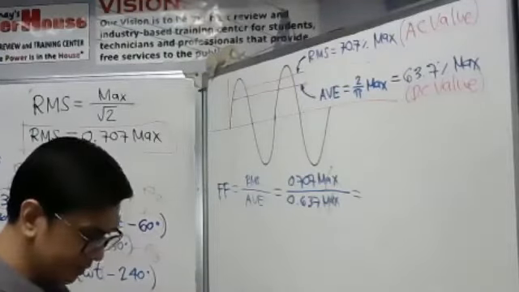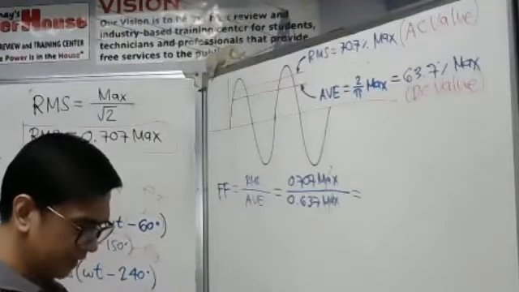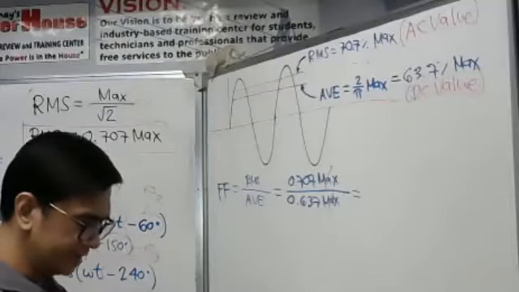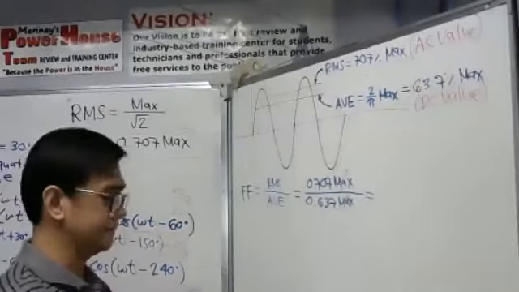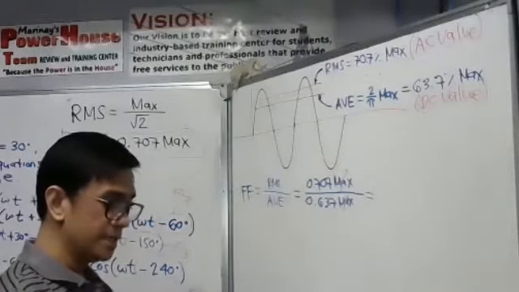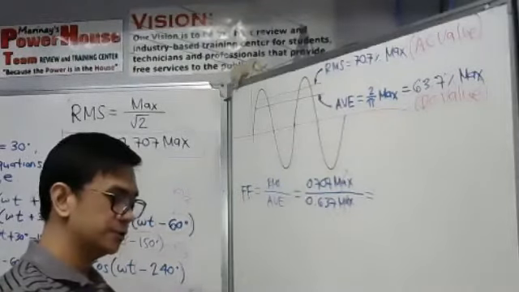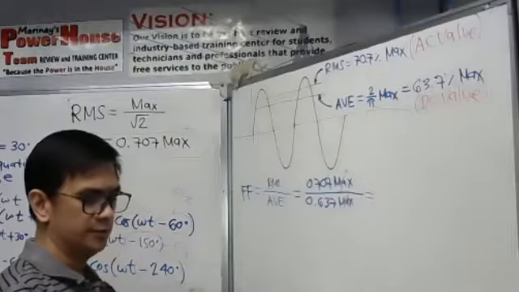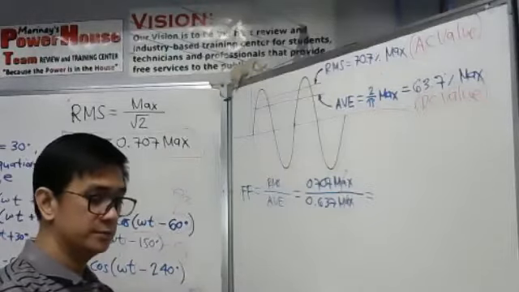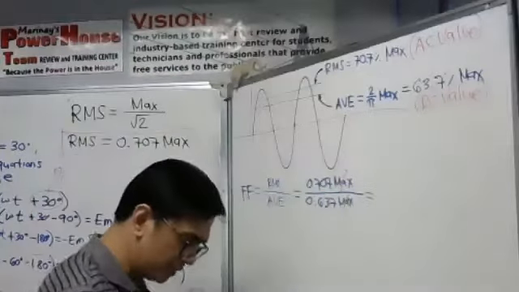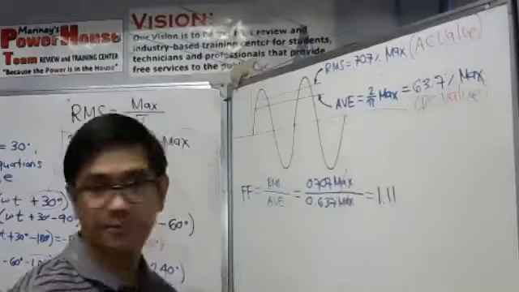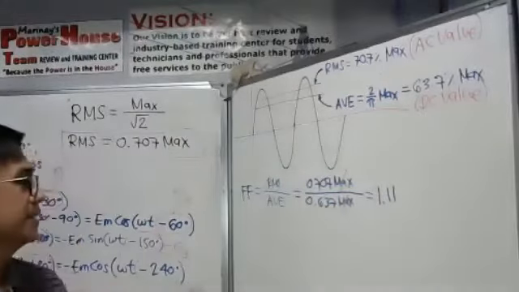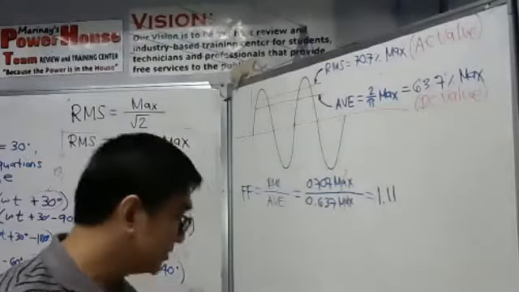This came out in the board exam. 0.707 divided by 0.637. So, that will be equal to how much? There you are. We have 1.11.